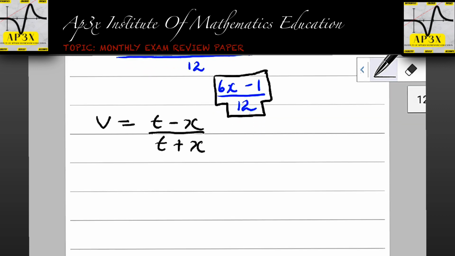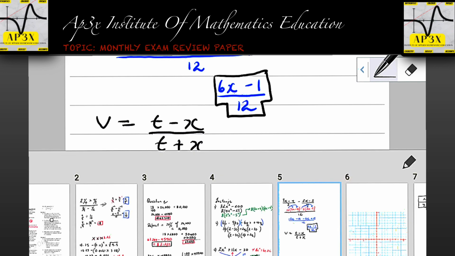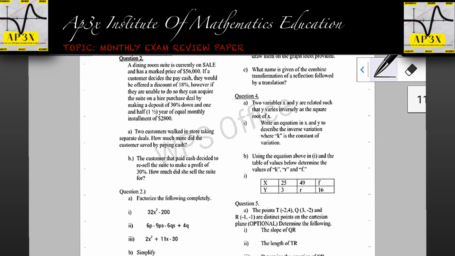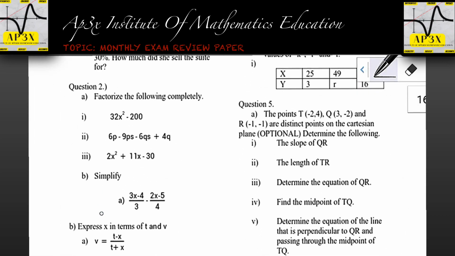Let's look then at rearranging this equation. I believe that the instruction was that we should express t in terms of v and x. Let's just confirm that. The instruction is in fact that we should express x in terms of t and v.